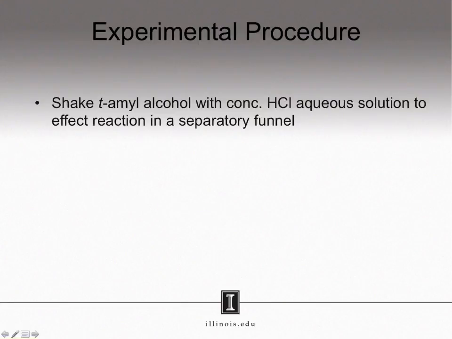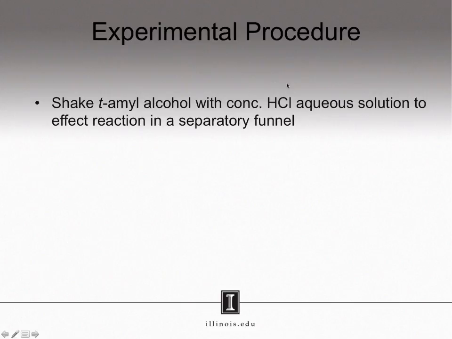In this experiment, you'll be adding T-amyl alcohol, also known as 2-methyl-2-butanol, to your separatory funnel, and with it you'll be adding a concentrated hydrochloric acid aqueous solution. You will then shake these two things together to effect the reaction, or in other words, cause the reaction to occur. One note before we continue. T-amyl alcohol is a liquid. The concentrated hydrochloric acid solution is a solution.